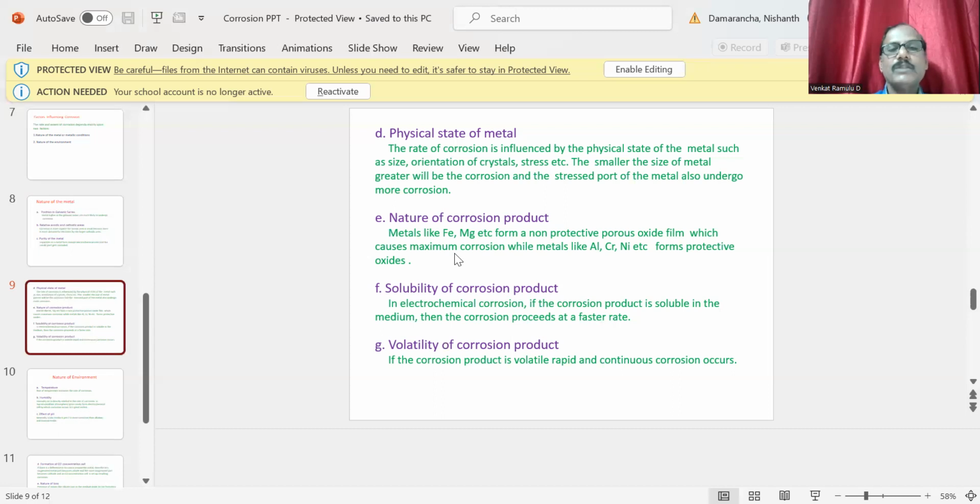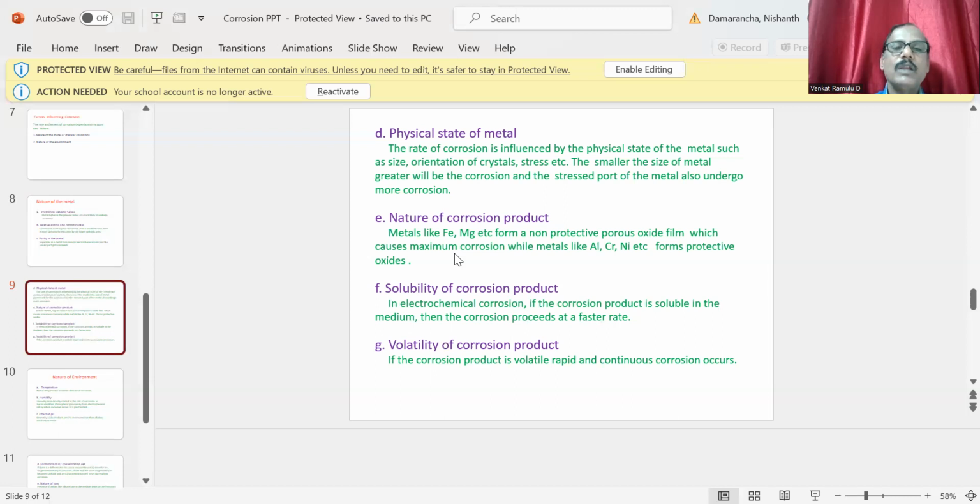Similarly, the next effect is solubility of corrosion product. On the metal surface, some metal oxide film is formed. If that metal oxide film is soluble in the conducting liquid, then a fresh surface of the metal is exposed to the atmosphere. Whenever it is exposed to the atmosphere, further oxidation and further corrosion can be expected. So solubility of the corrosion product increases the rate of corrosion.